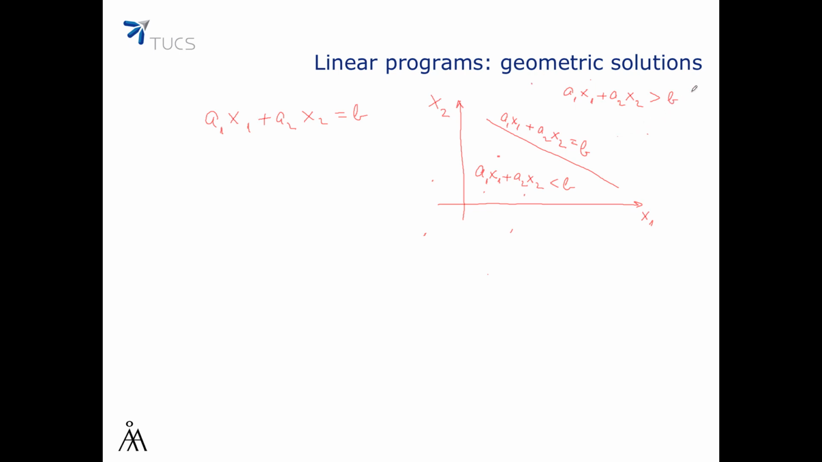The same is true for more than two variables as well, but it becomes more difficult to show this in a nice simple drawing. A linear equation a1 x1 plus a2 x2 plus a3 x3 equals b describes a plane separating the three-dimensional space into two regions. And in general, a linear equation with n variables can be seen as a hyperplane of dimension n-1 in the n-dimensional space.